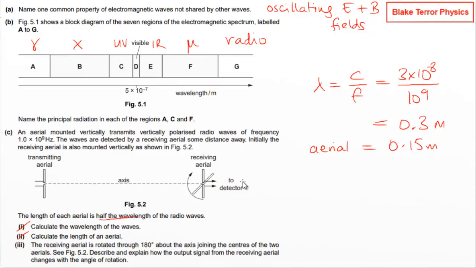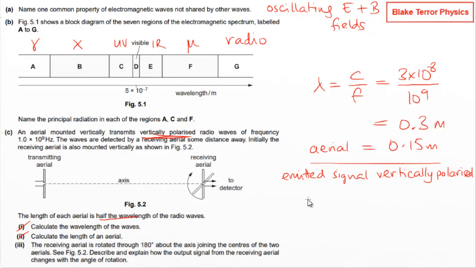The receiving aerial is rotated through 180 degrees about the axis joining the centers of the 2 aerials. Describe and explain how the output signal from the receiving aerial changes with the angle of rotation. So we can say the emitted signal is going to be vertically polarized. It's worth getting that in just to show that you know. Oh, actually, it says it in the question. So even if you didn't know it, it's told you it.